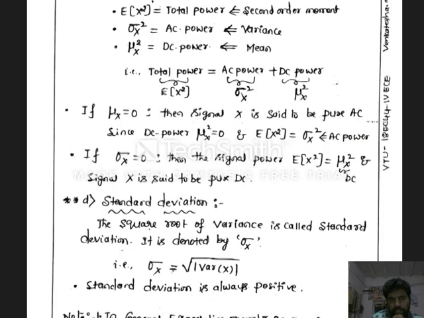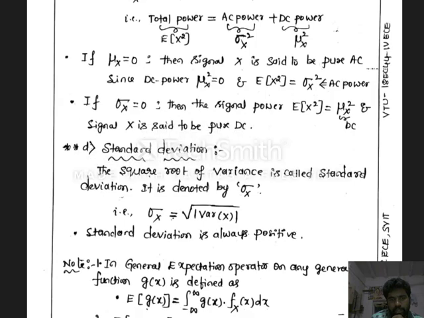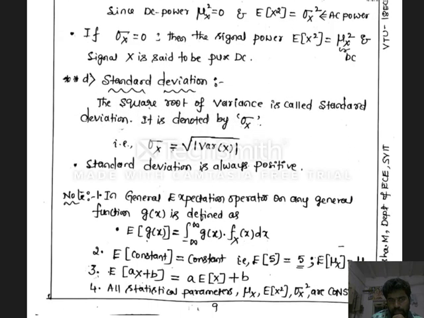Now, if you know the variance, we can define one more parameter of the random variable, that is standard deviation. It is the square root of the magnitude of the variance. You should note that standard deviation is always a positive number. So it is the root of the variance of x. The notation is sigma x. So standard deviation is always positive.